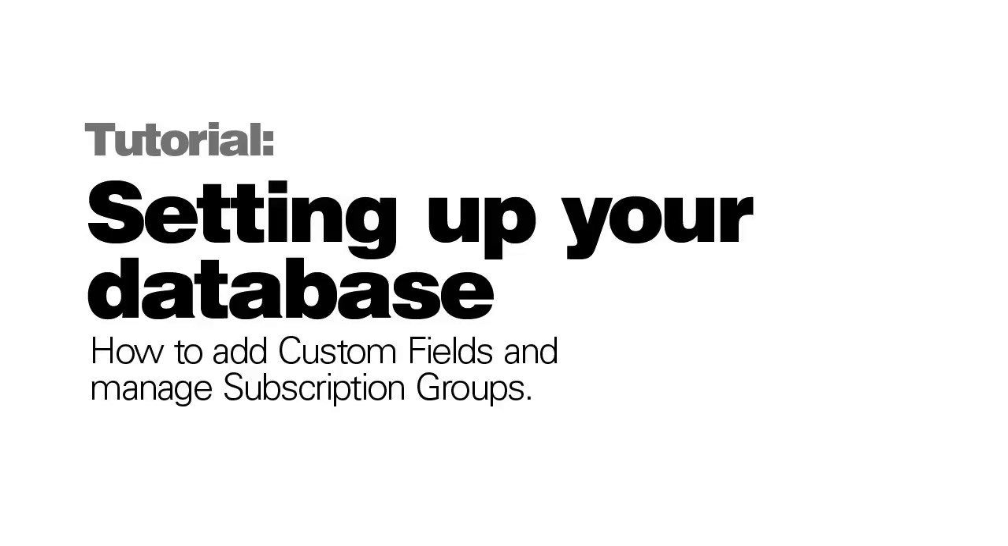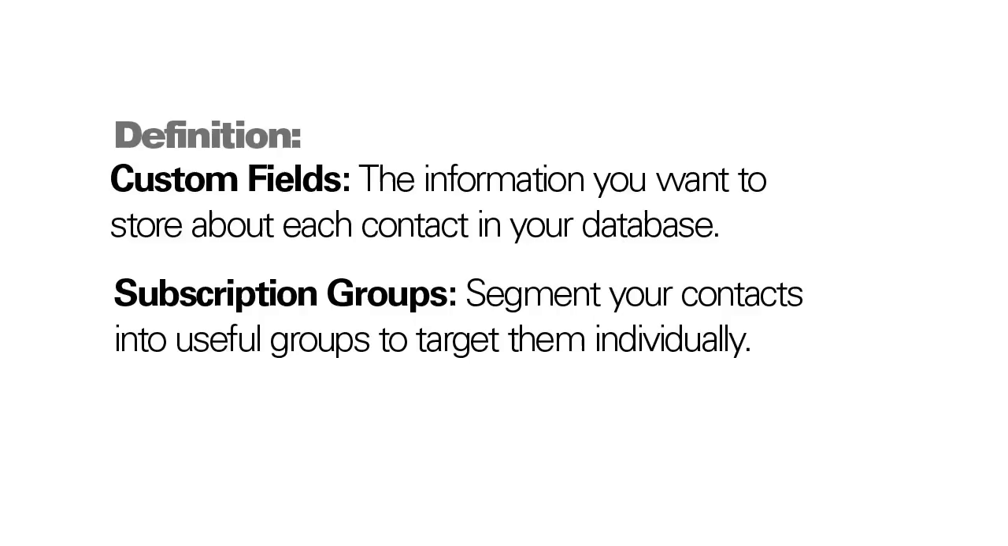This demonstration will go through a series of steps you need to complete to set up your database for your business. Each business is different, and as a result, our software lets you set up the database for your individual needs. There are two aspects to your database that you need to set up. The first is custom fields, which is the information that you want to store on each contact. The second is the subscription groups that are used to organize your contacts into useful segments.